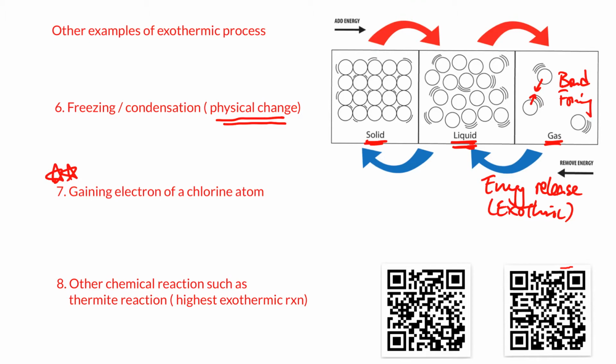A more sophisticated concept: when we have gaining electron of the chlorine atom, when they have the electrons, they put these two things together, they become a chloride ion. So in this process, we are having the chlorine atom and electron brought close to each other. So therefore, this is also an exothermic reaction.